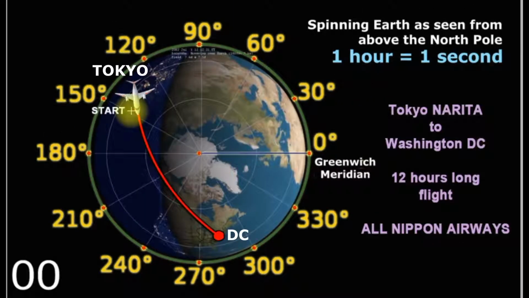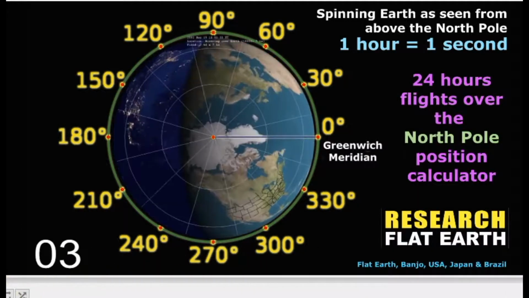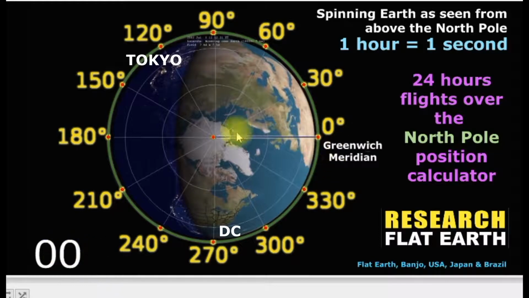We are now looking at the flight back from Tokyo Narita to Washington DC, a 12-hour flight, All Nippon Airways. Here is Tokyo, here is DC. Let's go to our timer. Set the timer again to 0. Everything looks good right here. Prime Meridian. We have DC right here, and Tokyo. Remember, this flight is now going from Tokyo to DC while the Earth is rotating. So we start the timer at the moment the plane takes off towards DC. Let's do it.